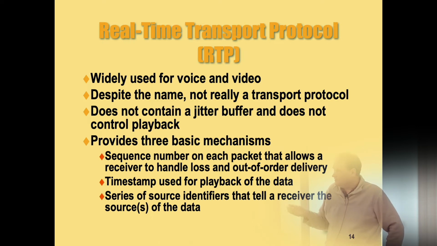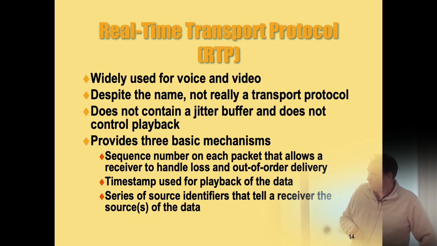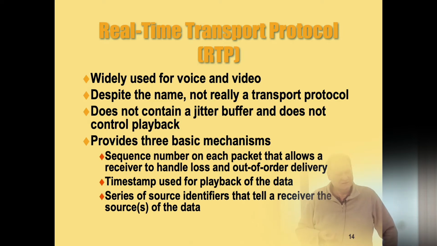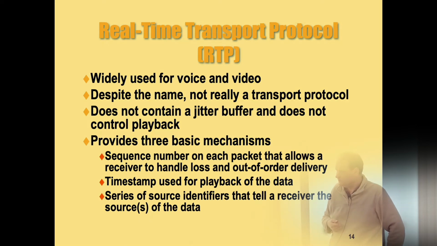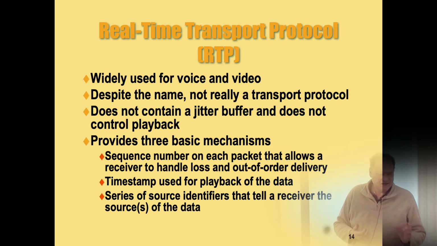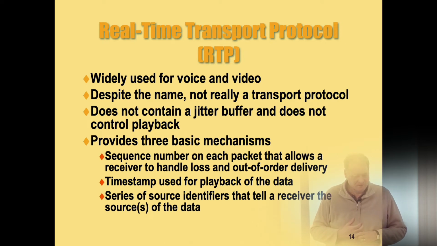The real-time transport protocol does not contain a jitter buffer. It does not control playback. That is up to the client to handle. What it does provide are these three mechanisms. First, a sequence number. So each packet that we send has a sequence number. And the idea of that is to put the packets in order when they arrive. We might have been able to use the timestamp to do that, but the timestamp can have a resolution that can be hard to see. A sequence number is much easier to handle when a packet arrives, to see how we should put it into this jitter buffer.